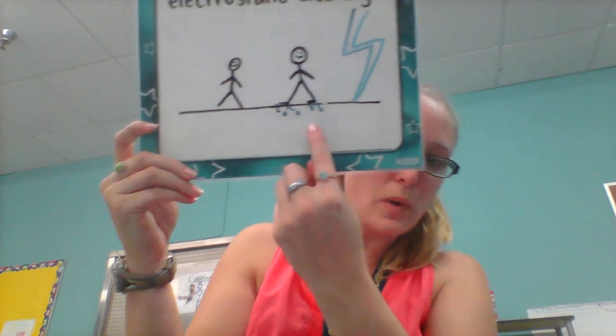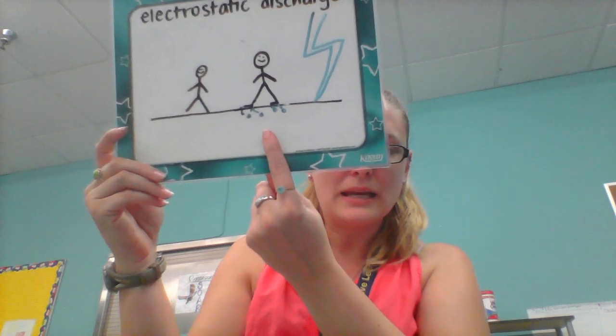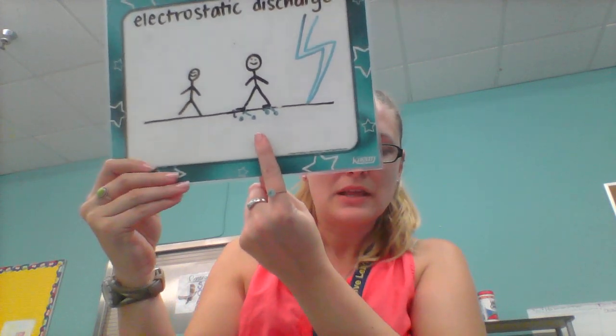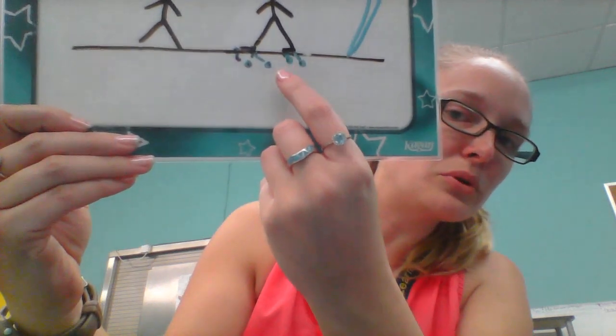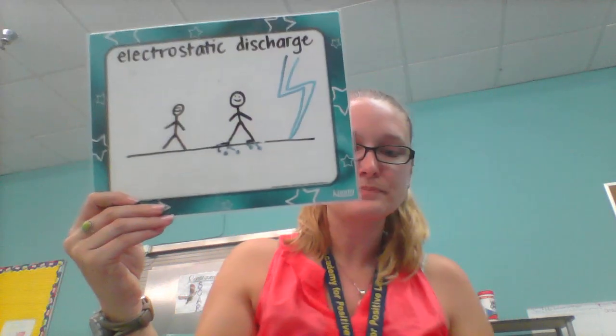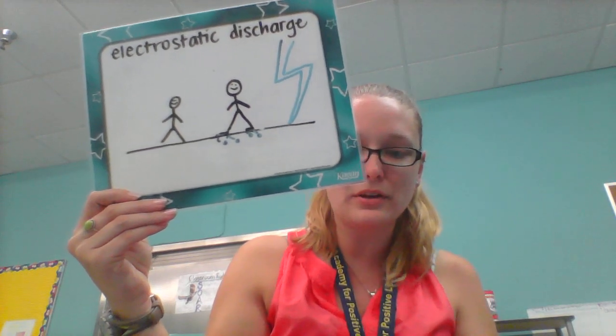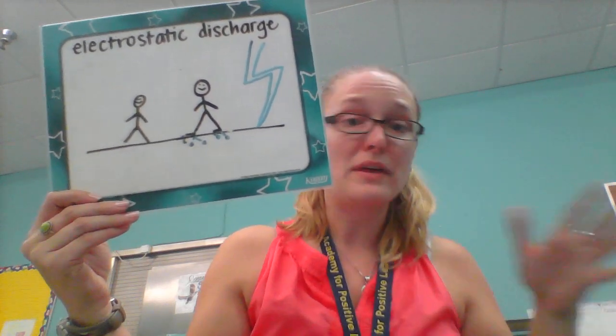Think about walking across the carpet. So this guy's walking across the carpet, and he's building up charges. The electrons move from the carpet to you. So you can see the little blue electrons moving towards him. Because electrons repel each other, they spread all out. They don't want to be close together. They're spreading all out all over your body.